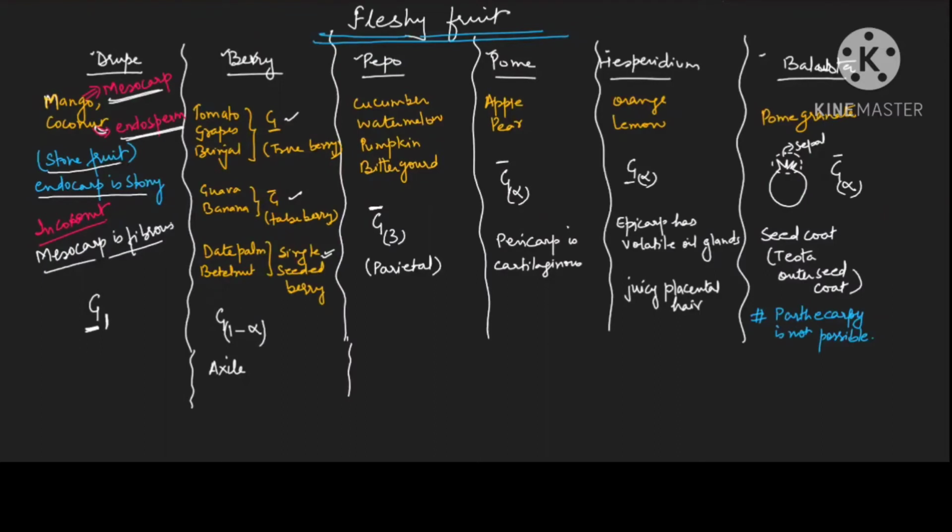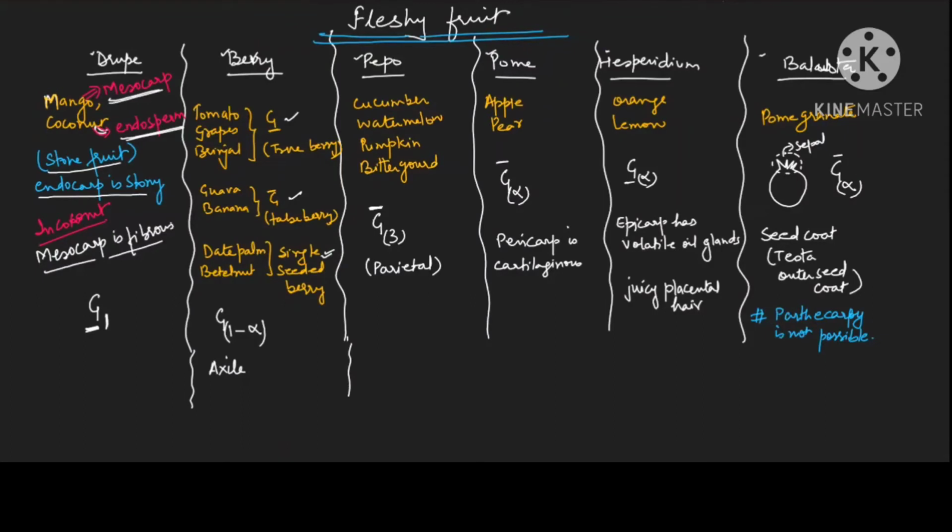Now, when you think of the pome, think of the apple. In the apple, which is a false fruit, you are eating the thalamus, and when you keep on eating, you reach the center part, and that center part is actually the ovary. So again, the ovary is embedded inside the thalamus. It gives an idea that it is again an inferior ovary. In case of the pome also, the ovary is inferior and the pericarp is cartilaginous.